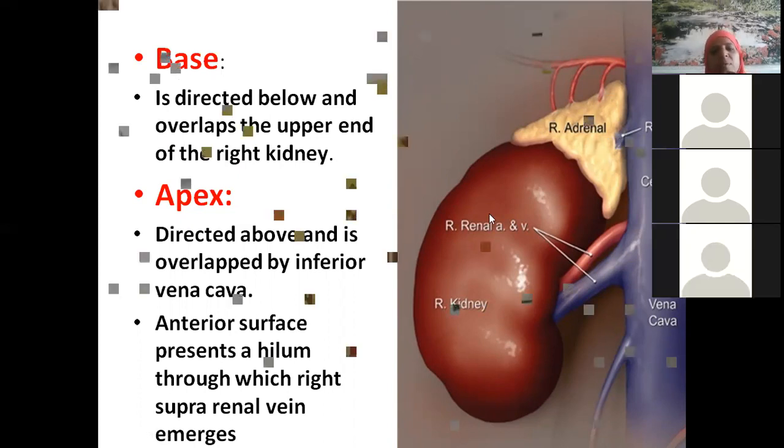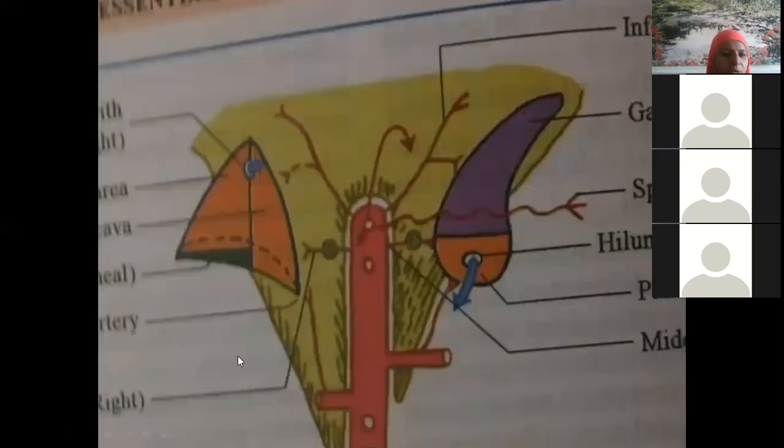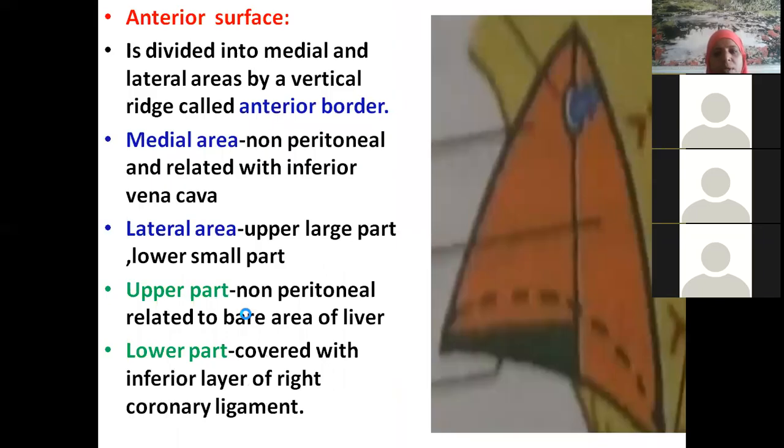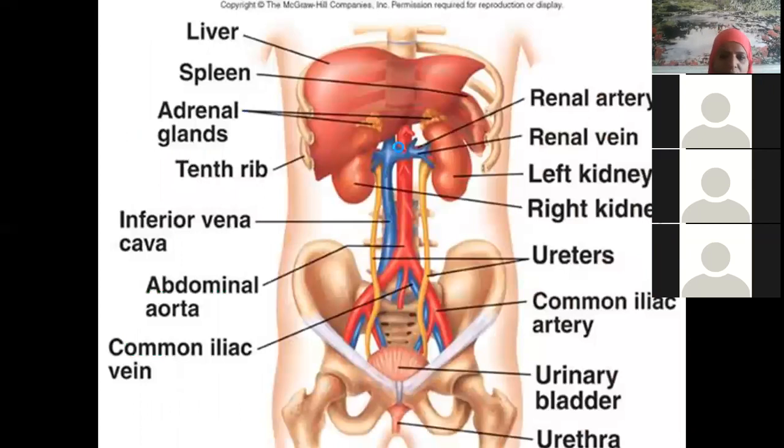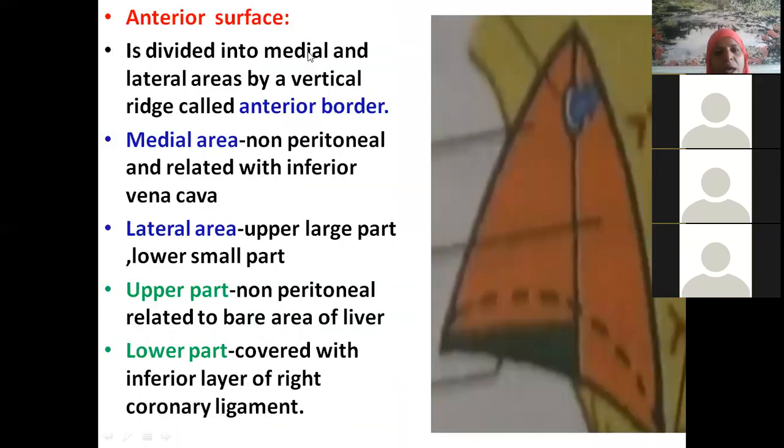Okay. Then this picture is actually showing the relations. Though this is not such a very good picture, it will help us to understand the subdivisions of the suprarenal gland. This is the complete anterior surface, which is divided into medial and lateral areas by a vertical ridge. This vertical ridge is called the anterior border. So the anterior border divides the anterior surface into medial area and lateral area.